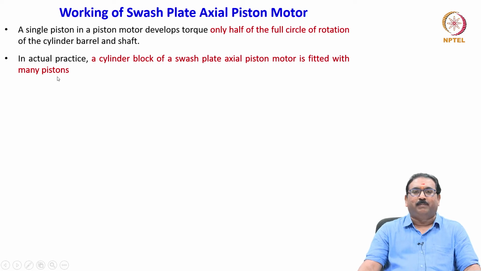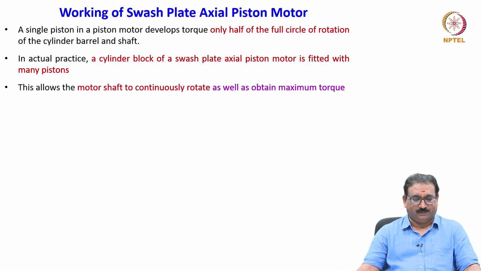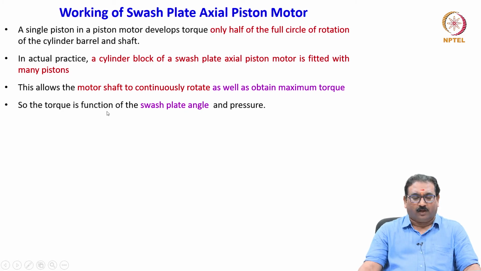In actual practice, a cylinder block of a swash plate axial piston motor is fitted with many pistons. Generally, for smooth operation, they are odd in number, 7, 9, 11 like this, which provides smooth operation, meaning the pressure pulsation is very less in case of an odd number of pistons. This allows the motor shaft to continue to rotate as well as to obtain the maximum torque. So, the torque is a function of the swash plate angle and the pressure.